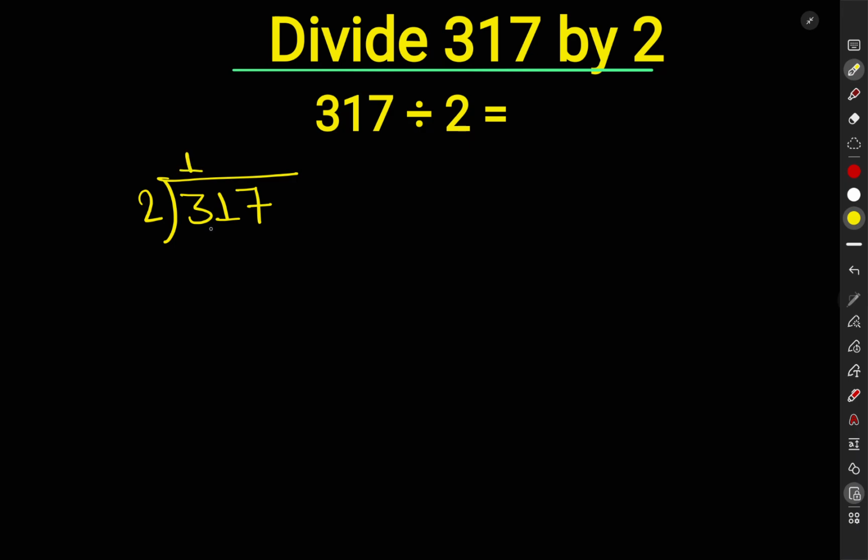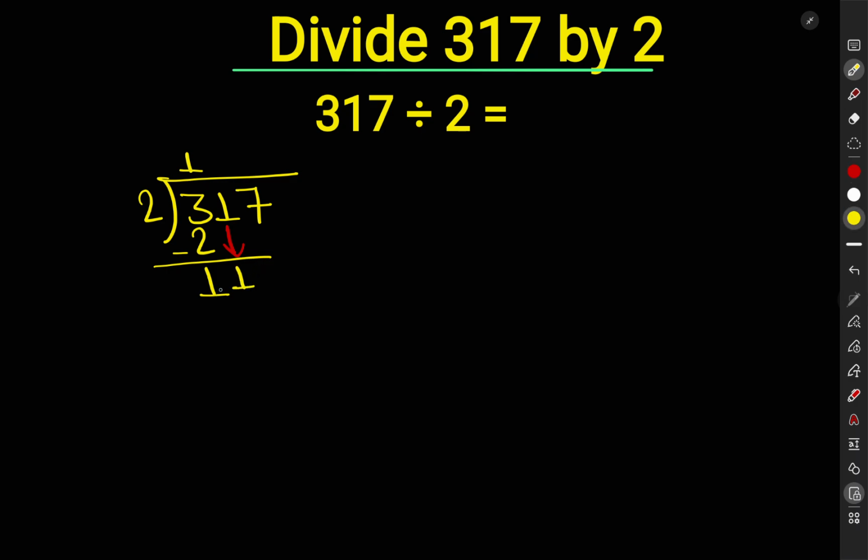So 2 times 1 means 2. On subtracting we get 1. So now this 1 is less than 2, so we bring down the number beside this 1.